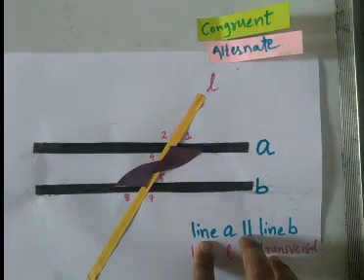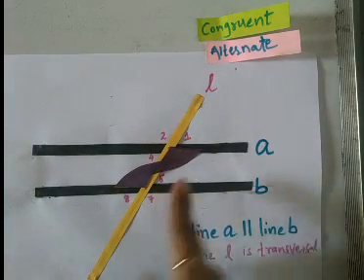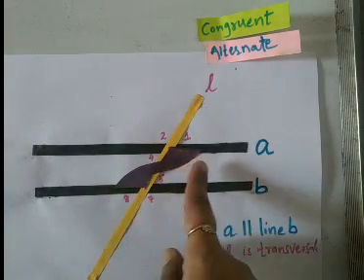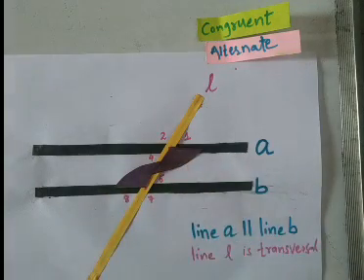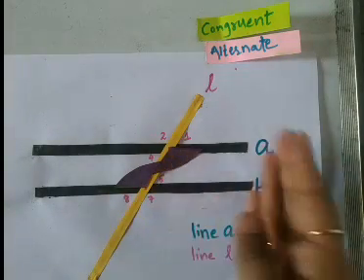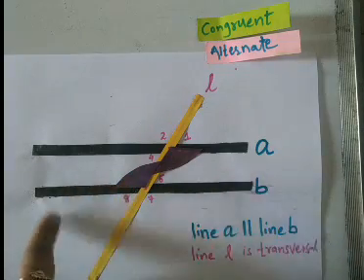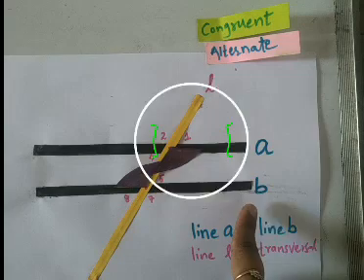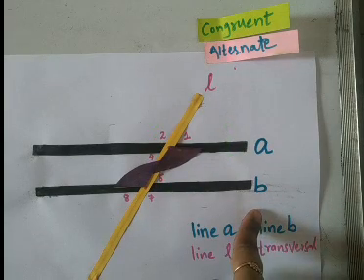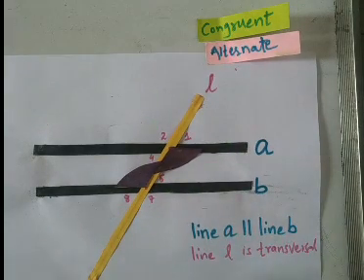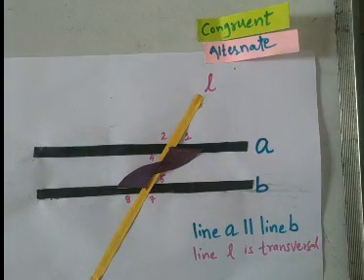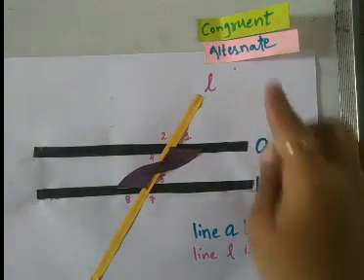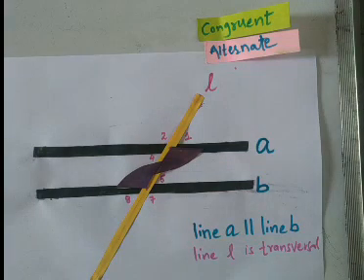Okay, so these two angles are alternate to each other. This is forming on the right of the transversal, this is forming on the left of the transversal, this angle is forming on line A, this angle is forming on line B. So these two angles are alternate angles, and as I have told you, alternate angles are also congruent.